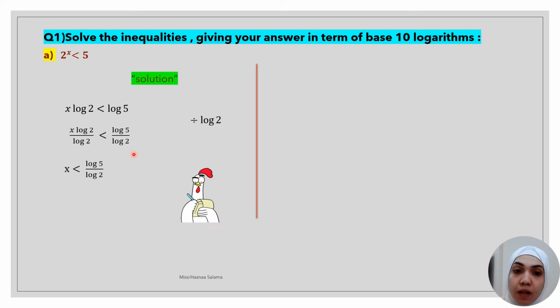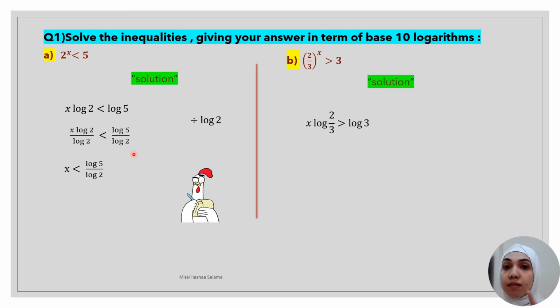Okay, next. Here I need to get the value of x. It means we will use log on both sides like this, and we use the power law. It will be x log of 2 over 3 greater than log 3. Then we need to divide by log of 2 over 3 on both sides. Right now, put log of 2 over 3 in the calculator.